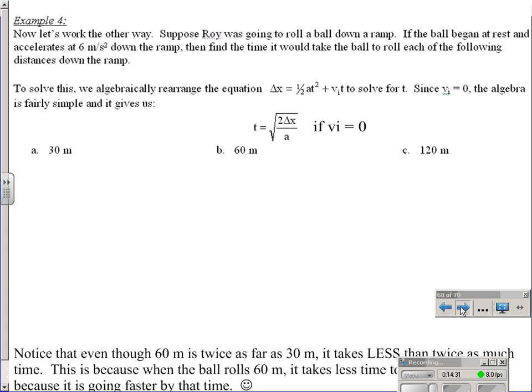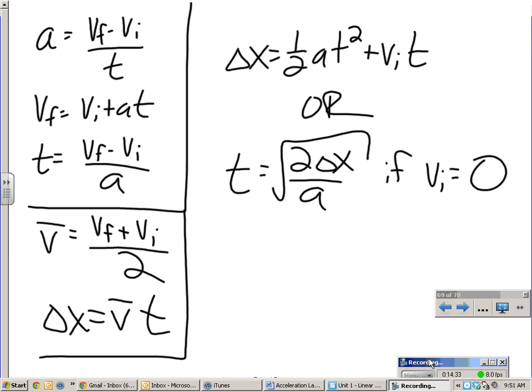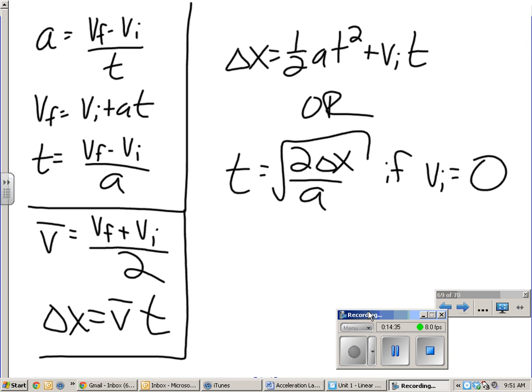Really quick, pause the video right now and copy those equations down. Those are the equations that we've learned at this point in this class, and you will need them to continue and be successful.